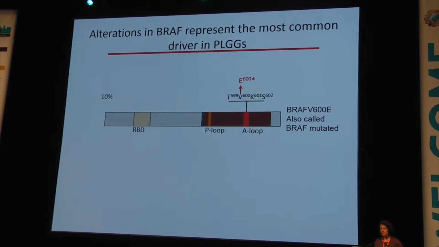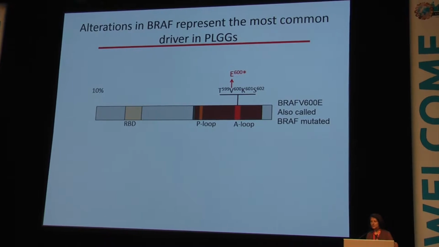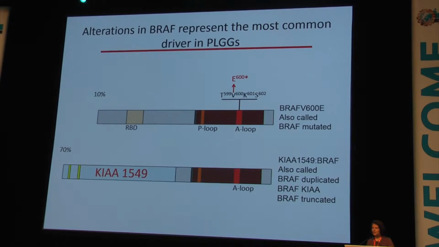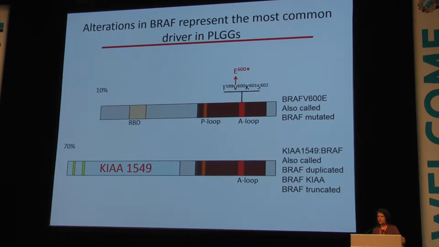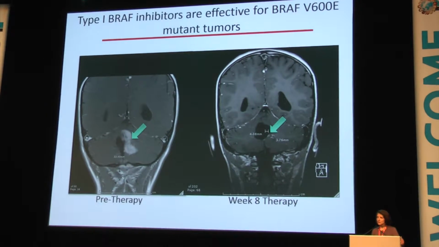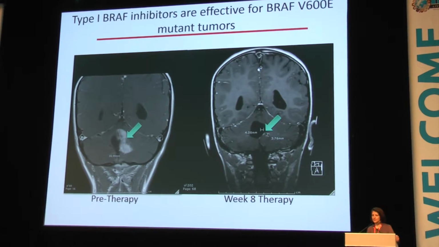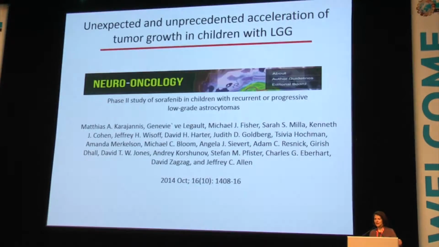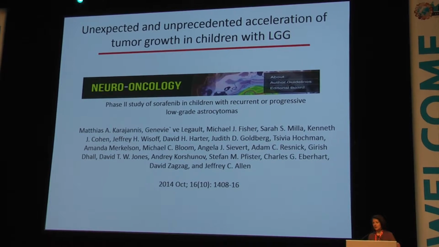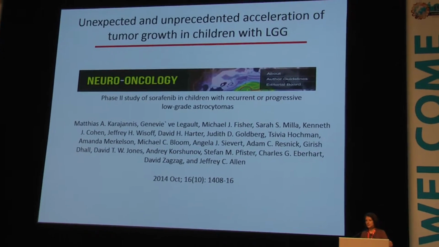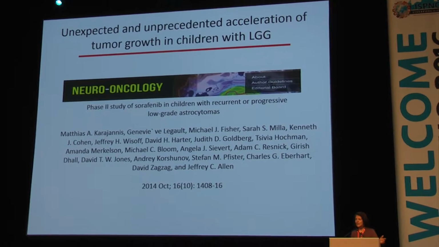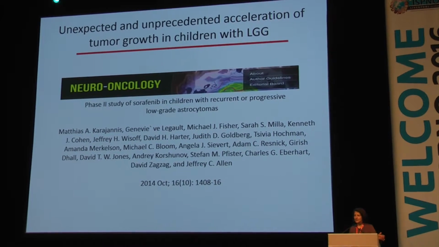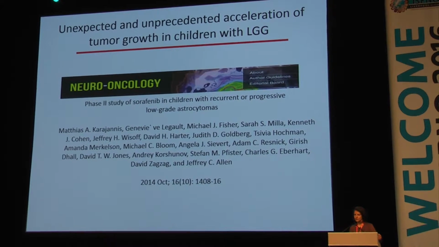So alterations in BRAF are present in about 75% of pediatric low-grade gliomas, which was mentioned earlier, either as the less common V600E mutation, or as the more common KIAA1549-BRAF truncated fusion duplication. And with the advent of type I inhibitors, which target the V600E mutation, the field of low-grade glioma really saw some incredible responses among patients. Unfortunately, these responses were met with the observation of the unexpected and unprecedented acceleration of tumor growth in children with low-grade glioma, highlighting the paradoxical activation of ERK signaling, which was mentioned in the talk earlier, and really highlighting the fact that not all low-grade gliomas are the same.